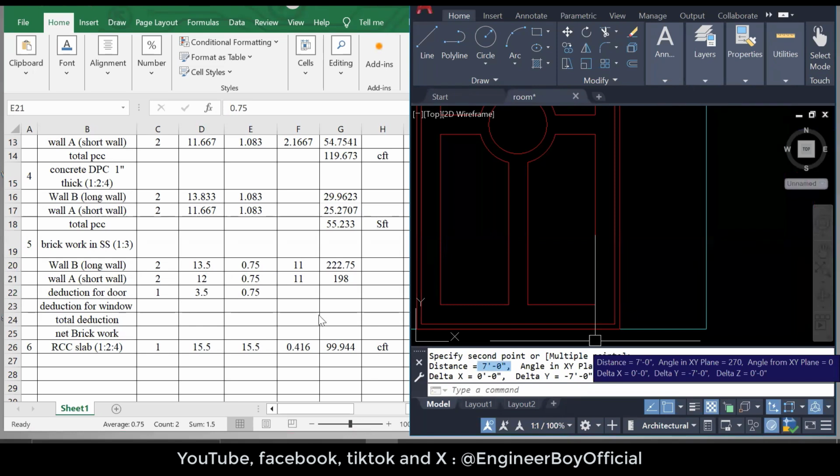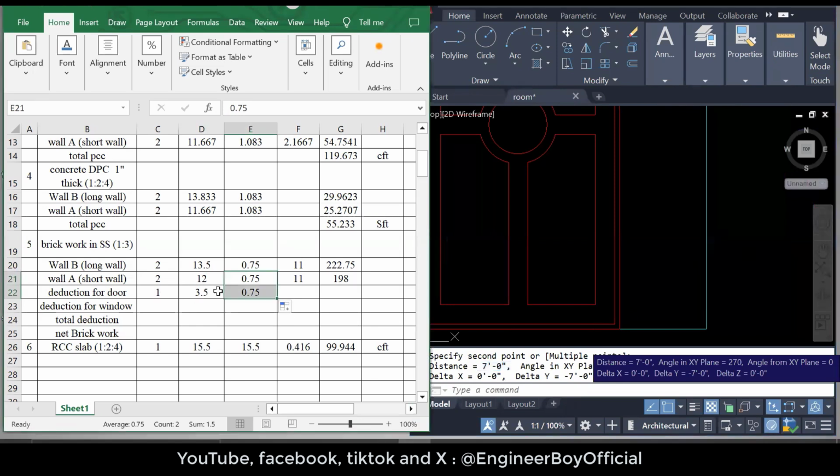You can see this is 7 feet. So I would say that the height is just 7. Now I can drag the formula so we can see the quantity. This is deduction. It means 18 CFT will be deducted from the total brickwork. Now deduction for window. Window is only one. If you have multiple windows, you can put the number for that.